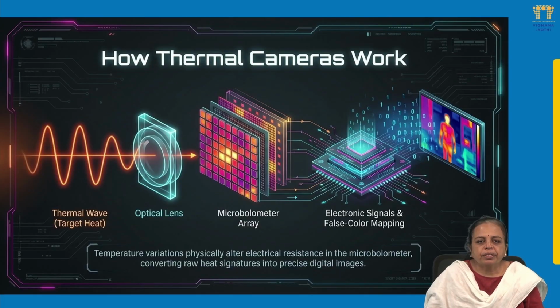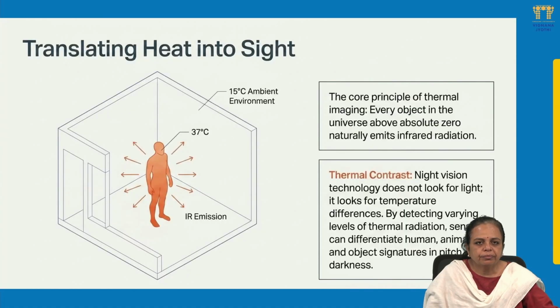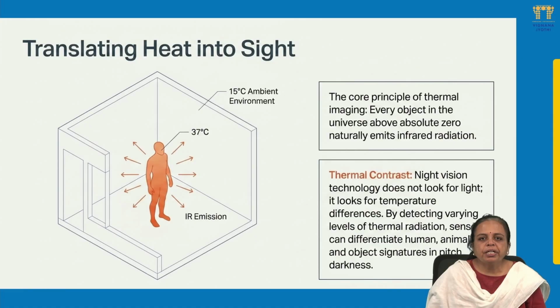How does this thermal camera work? First it takes the thermal waves, then they go through the optical lens, then through the microbolometer arrays, and these microbolometer arrays collect the electronic signal and the false color mappings. After that, from these color mappings, we get the images in the form of colors. If the complete light is there, images are in color. If the lights are not there, images generally come in black and white. So this is the way of translating heat into sight.